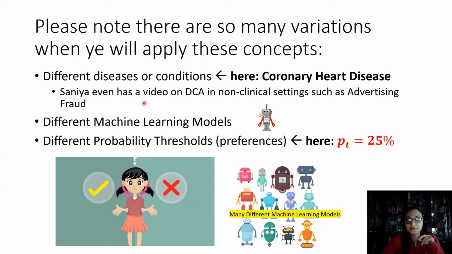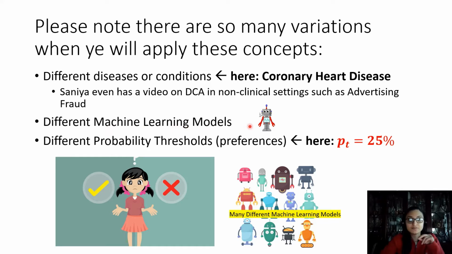In this video and this example, there are so many variations inherently that can take place. We are choosing coronary heart disease, but there could be different diseases or conditions. I even have a video on how decision curve analysis could be applied in non-clinical settings, such as advertising fraud, for instance. So do check out my playlist again and subscribe for more updates. When you have different diseases and conditions, interpretations can differ, and side effects and treatment versus not treatment, all of that can really change.